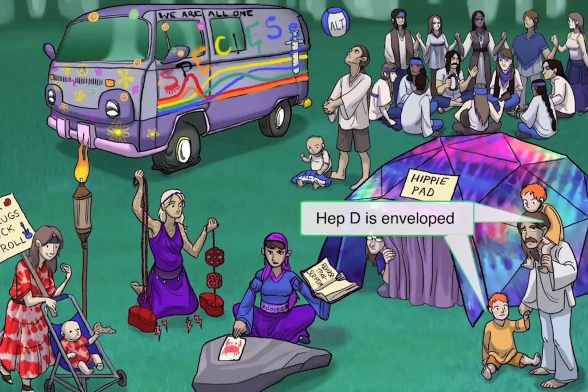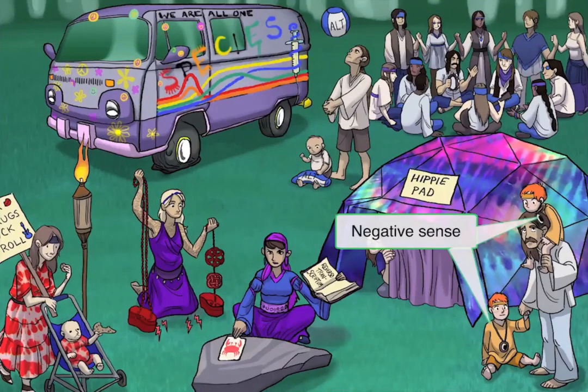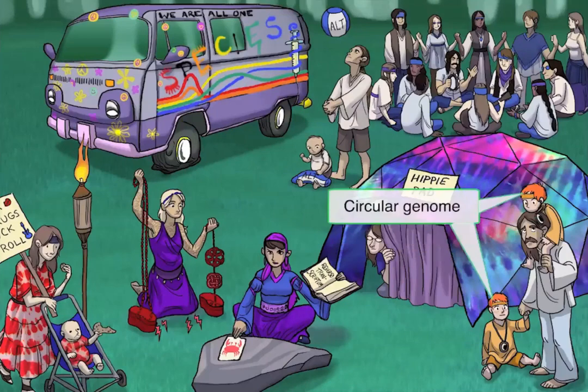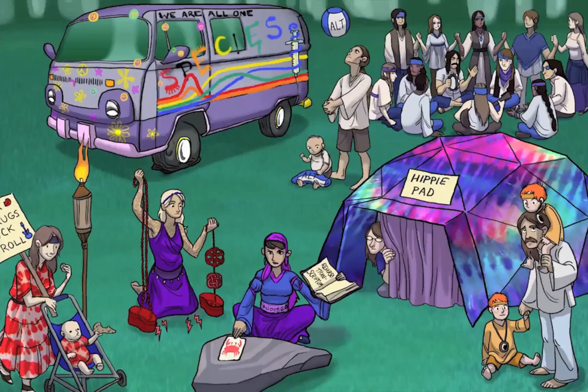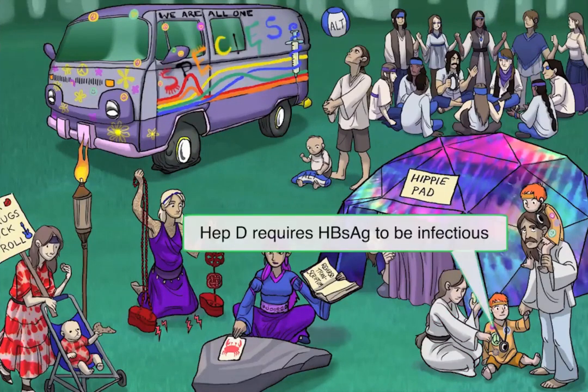It's actually specifically an RNA negative virus, so we'll give them necklaces with moons on them for RNA negative. Finally, it also has a circular genome of RNA, so we've added some circular orange hippie headbands to these kids. They actually require the Hep B surface antigen of the Hep B virus in order to cause infection. So let's add the hippie mom here attaching some pieces of hippie flair on the children's clothing to make them infectious.